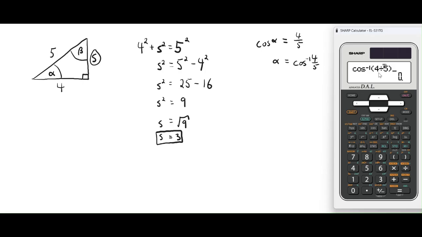So it's important that 4 over 5 is in brackets in the calculator, and then we hit equals, and out comes our answer. Notice the calculator is set to degrees. There's another kind of angle called radians that are often used, and the calculator would say rad if that was the case. So you could switch to rad there, but I'm going to keep this on degrees for this video. So we have 36, let's say 0.9 degrees for alpha.